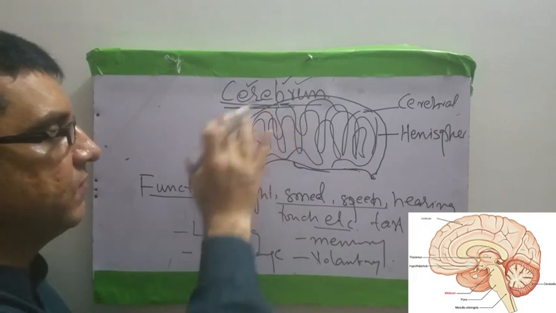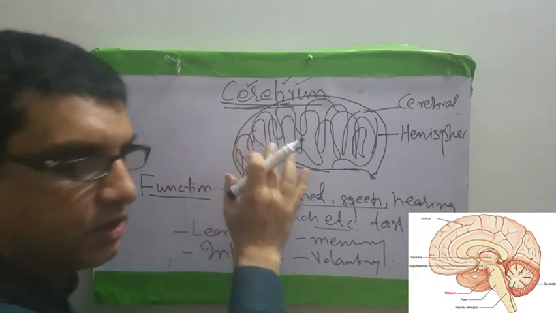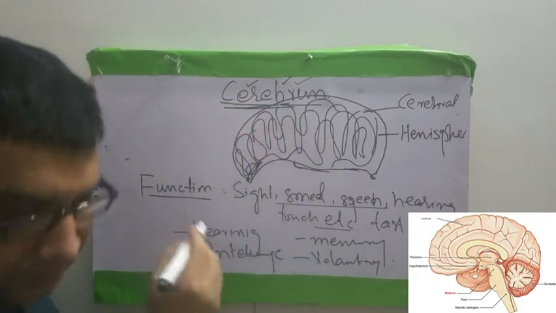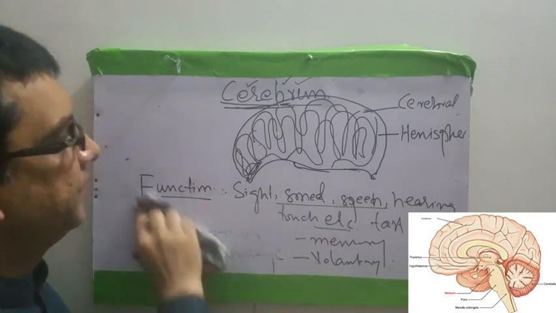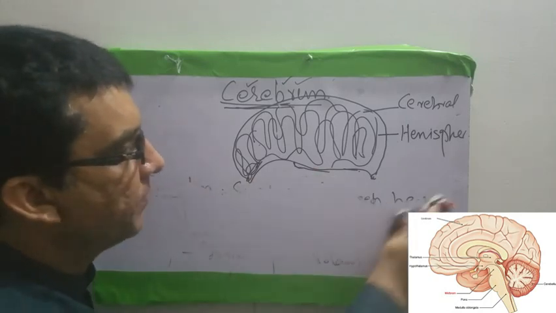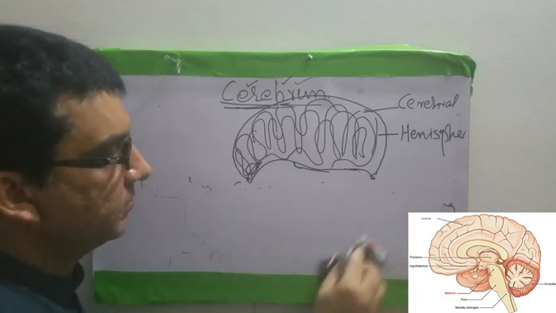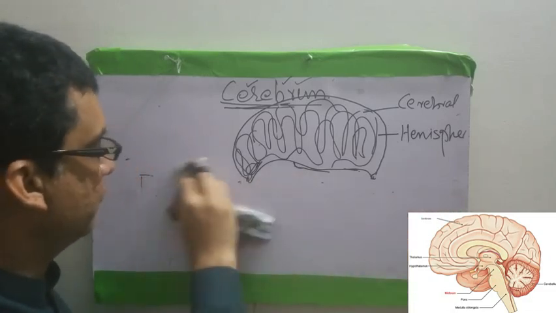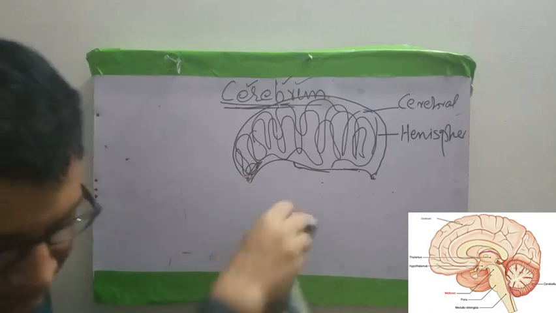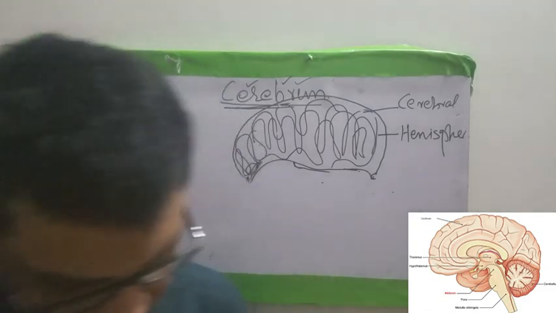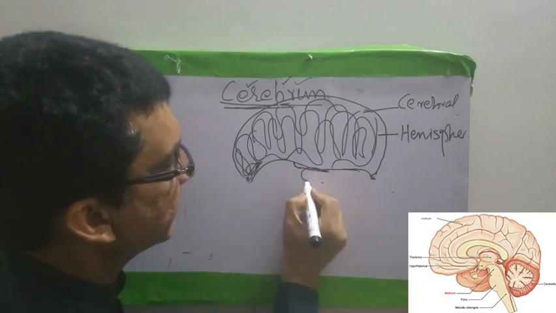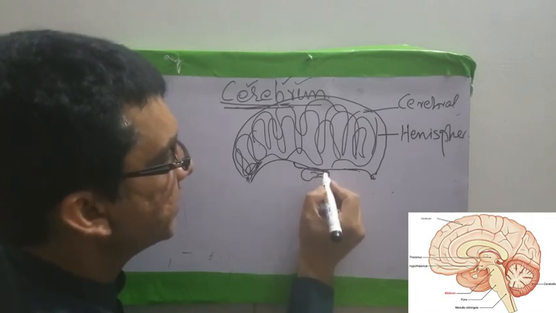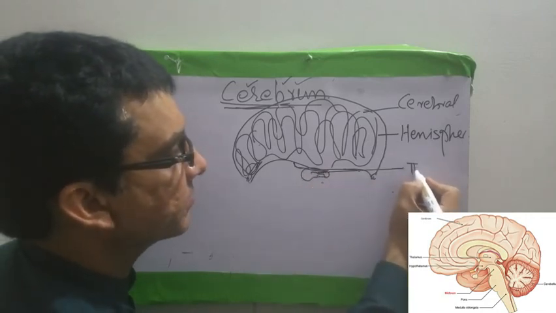So this is the first part of the forebrain. The second part of the forebrain is called thalamus. So thalamus is present inside the brain. This is a small structure and it is called thalamus.